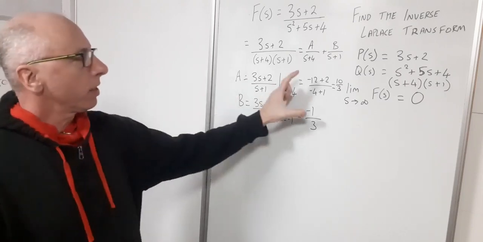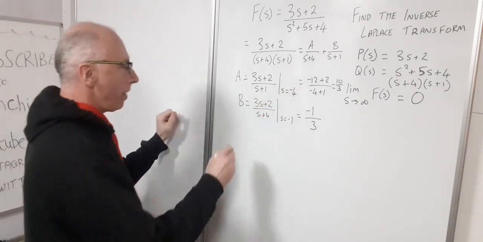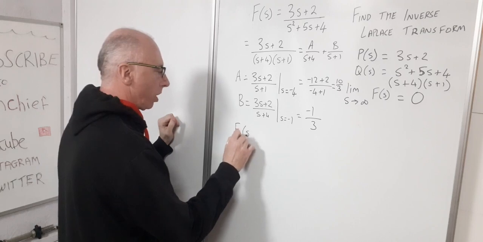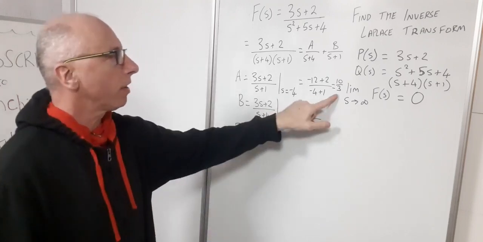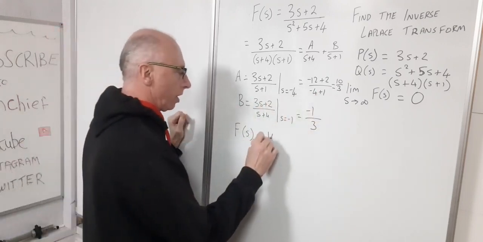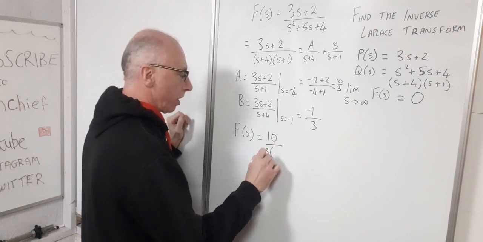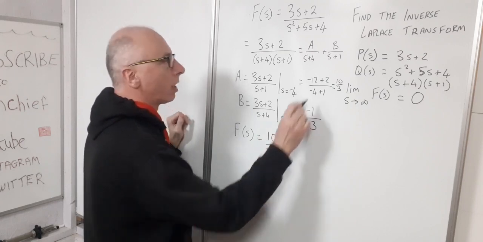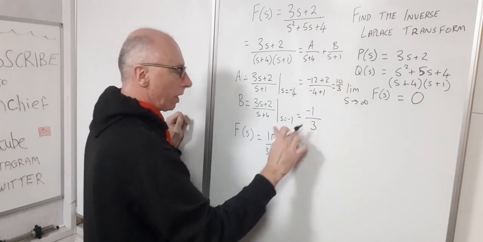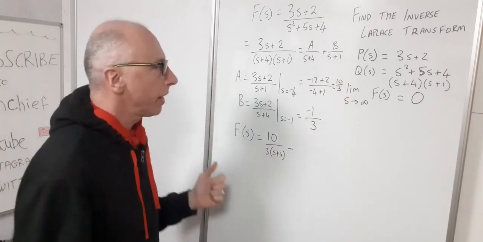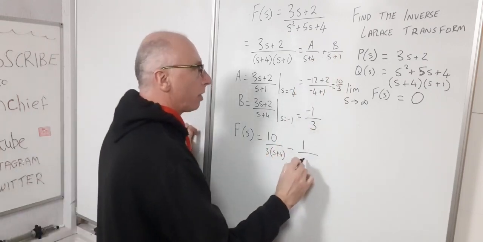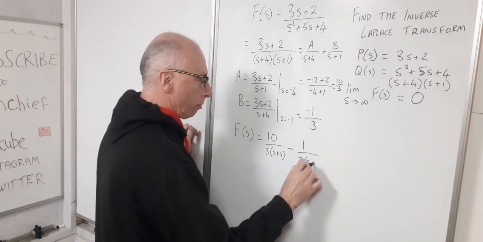So now we've got this far, we'll rewrite our F(s) with this partial fraction decomposition taken care of. So we've got 10 divided by 3 times (s + 4) plus B. Well, B is a minus, so I'll put a minus sign in there. 1 over 3 times (s + 1).